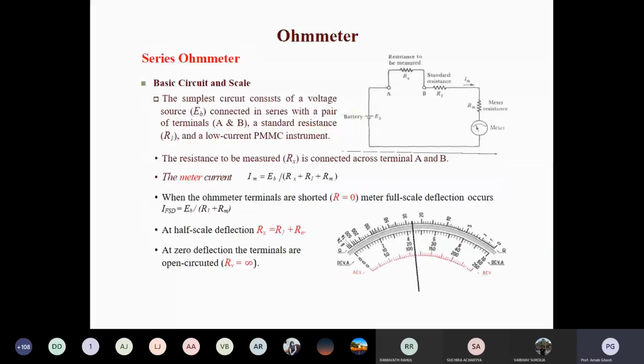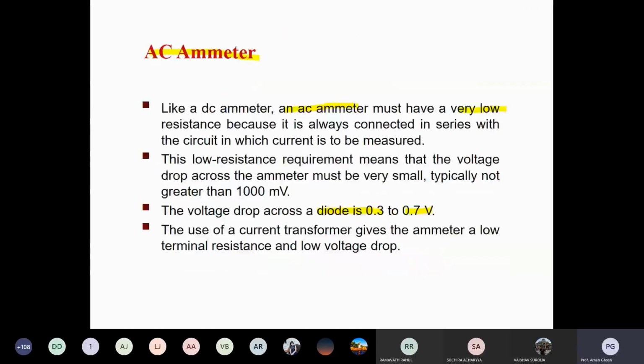Okay, so I think the basic configuration is more or less the same for the AC voltmeter configuration, like half bridge, full bridge, in that manner. So the working will also be the same. Now you can go for the ohm meter.